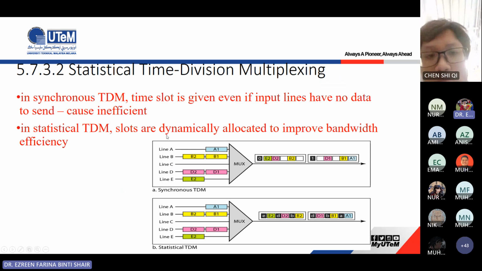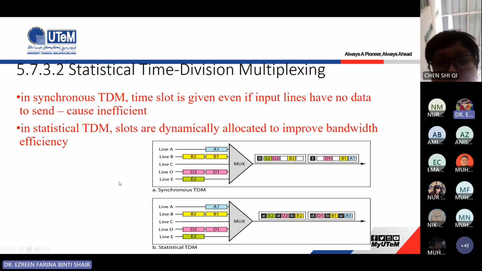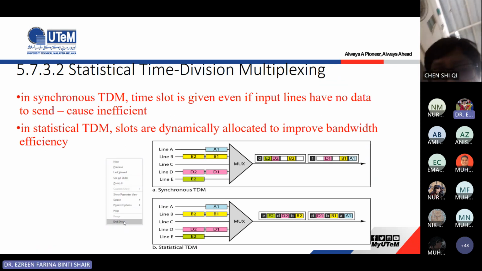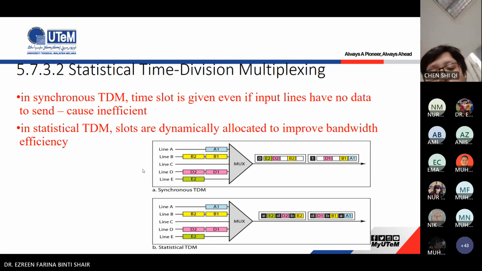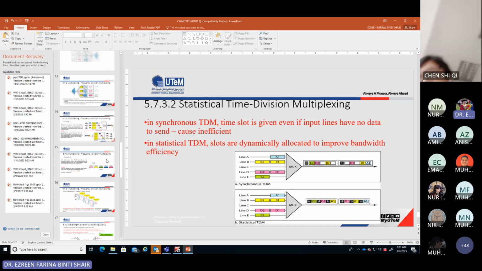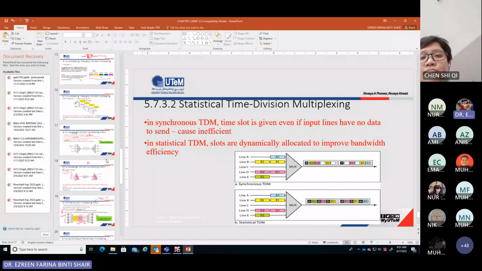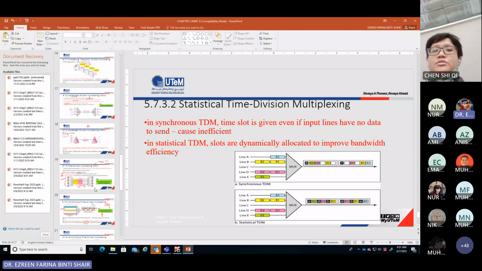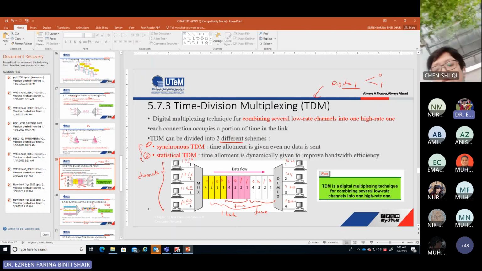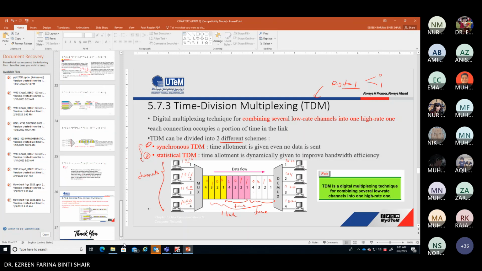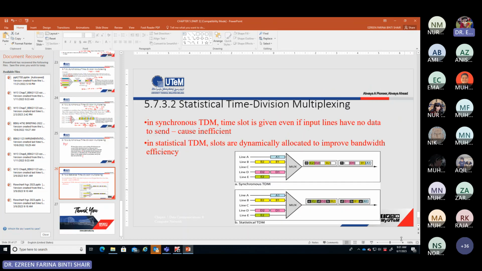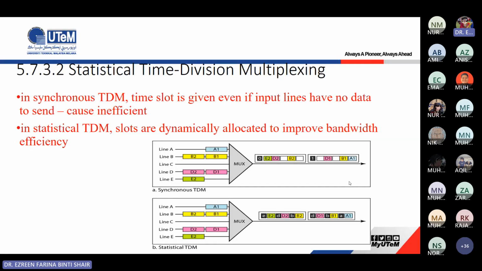Okay, remember in the previous slide, the first slide for TDM, time division multiplexing. It is stated that it can be divided into two: synchronous TDM and statistical TDM. So what is the difference between synchronous and statistical TDM?